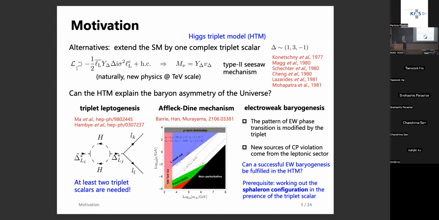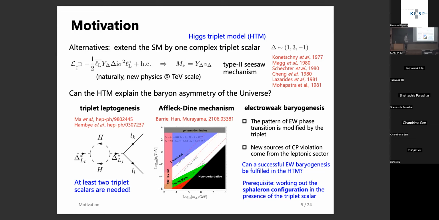However, in this framework, in order to generate non-zero CP violation, so that non-zero lepton number, we need to include at least two different triplet scalars. But to accommodate neutrino masses, we only need one triplet scalar. So this is not a minimal framework to explain the baryon asymmetry of the universe.